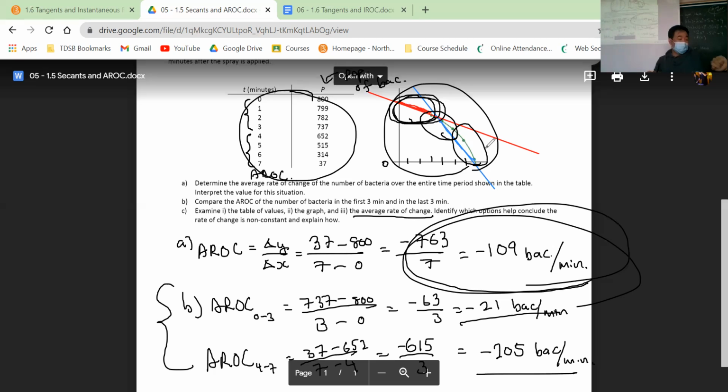And that brings us to chapter 1.6. That is, how do you calculate the instantaneous rate of change? Okay. How do you calculate the rate of change exactly at 0, exactly at 1, exactly at 2, exactly at 3, 4, 5, 6, 7? Is that an idea or a question? Yeah, so we're going to get to the tangent.